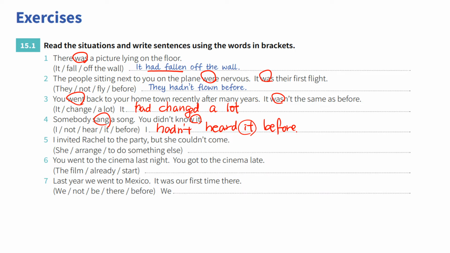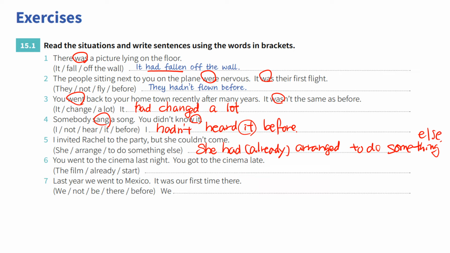I invited Rachel to the party, but she couldn't come. She had already arranged to do something else. Okay.